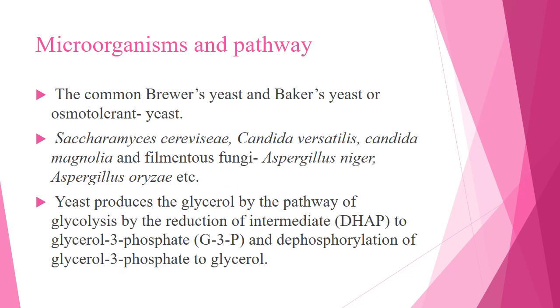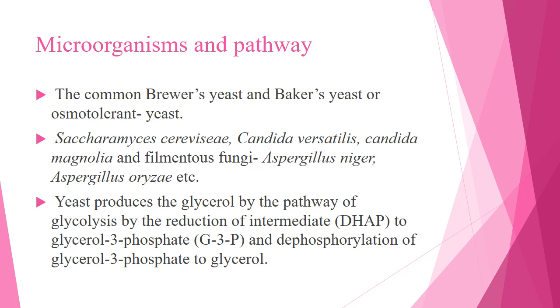Microorganisms for the production of glycerol. The common brewer's yeast, baker's yeast, or the osmotolerant yeast, which is the sugar-loving yeast, are commonly used for the production of glycerol. Examples include Saccharomyces cerevisiae, Candida versatilis, Candida magnoliae, and some filamentous fungi, Aspergillus niger and Aspergillus oryzae, which are involved in the production of glycerol.